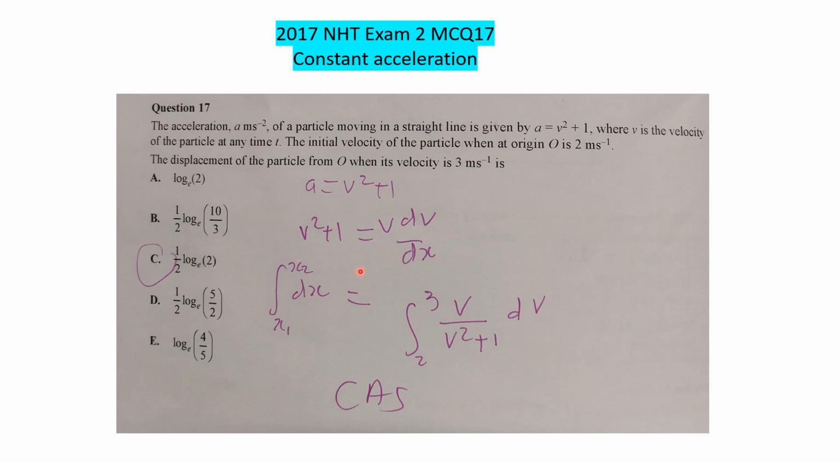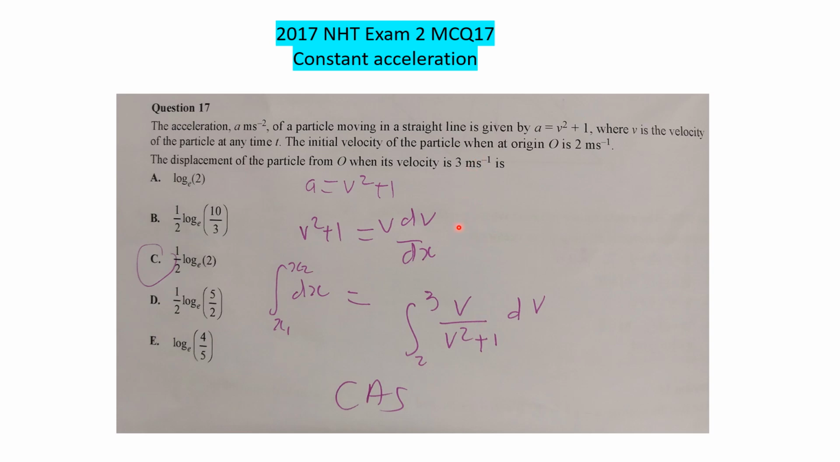And after that, you need to do the separation of variables. You have two variables here, the v and the x. So you have to separate them out. In this case, I just brought the x to the left hand side, and I brought v squared plus 1 to the right hand side.